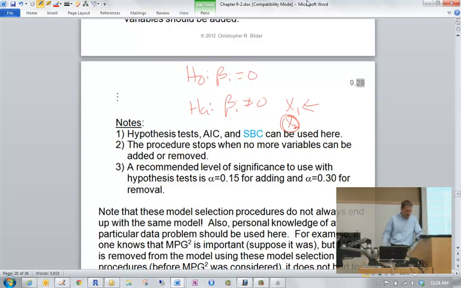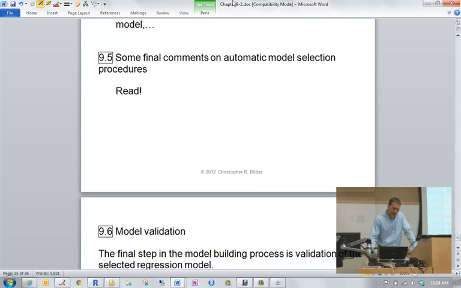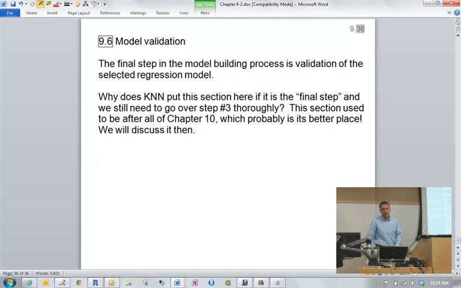I think that takes us to the end of the chapter. So, read Section 9.5. The authors have some comments similar to what I had about these model selection procedures. Section 9.6 talks about model validation. As I said at the beginning of this chapter, this is Step 4 of the model building process. Oddly, the authors decided to put it in Chapter 9, when in Chapter 10 we do Step 3 of the model building process.